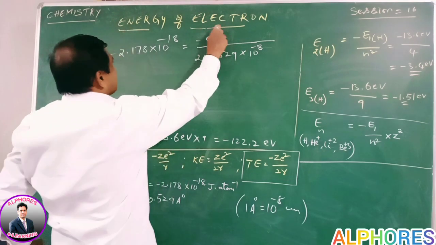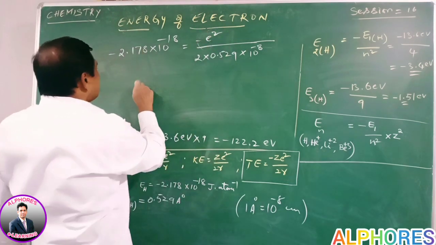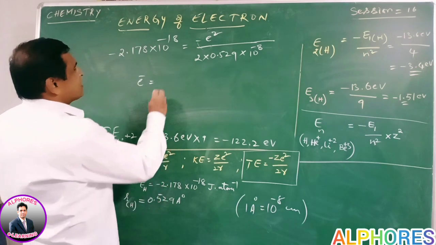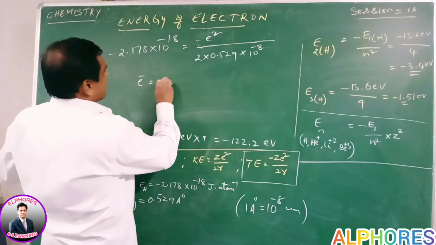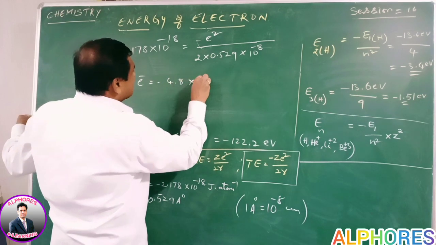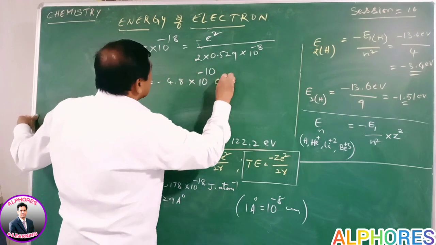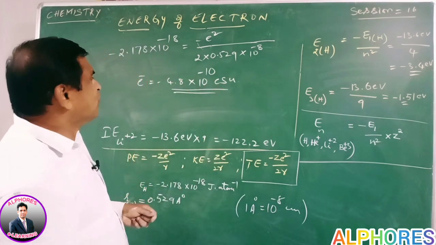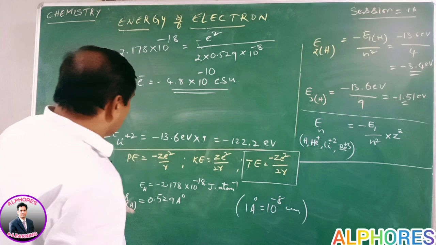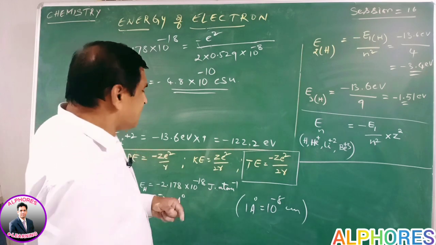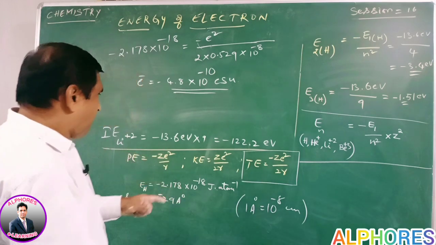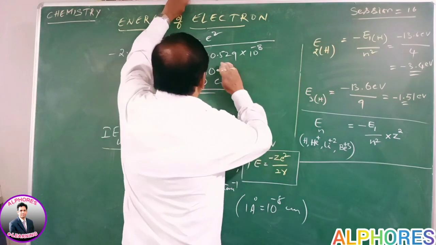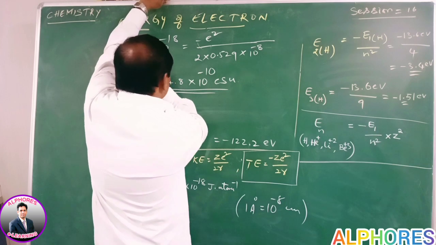Now you are calculating this. E is equal to how much can we calculate. So the charge of the electron is calculated as minus 4.8 into 10 to the power minus 10 ESU. Okay, that is the charge on the electron. Why is it 4.8 into 10 to the power minus 10? Because all the values are considered in joules, it is given in joules.